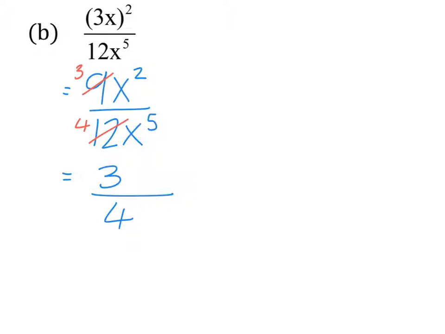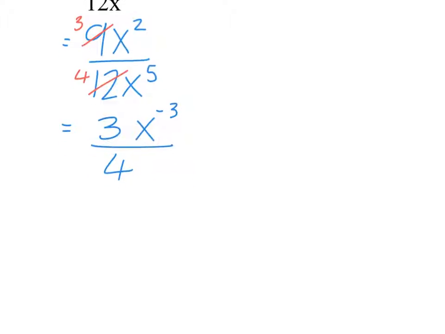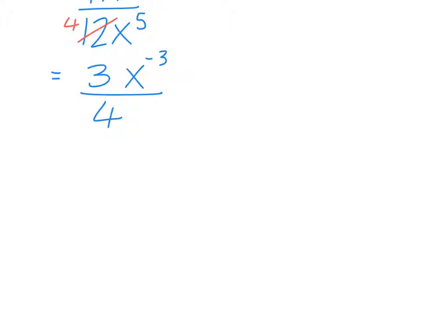Our x ends up on the top. And once again, because we are dividing, we are going to subtract the indices. So that's 2 take away 5, which is negative 3. We want to leave our answer with a positive power. So once again, we're going to move the x term back onto the denominator. So that's 3 over 4x, and the power is now positive, which means it's cubed. So 3 over 4x cubed is the final answer.